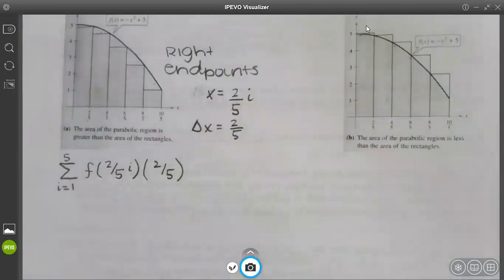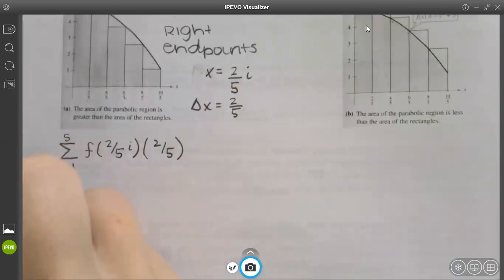All right. So let me explain what this is again. Everybody's okay with the 1 and 5, right? Okay. So 5 is the number of rectangles that we use. We're going to take our function and we're going to plug in 2/5 i. What is our function? Negative x squared plus 5. And then our x is 2/5 i. We'll talk about that in just a minute. Then it says multiply that all by delta x, or what is your change in your x-axis, and that is 2/5.